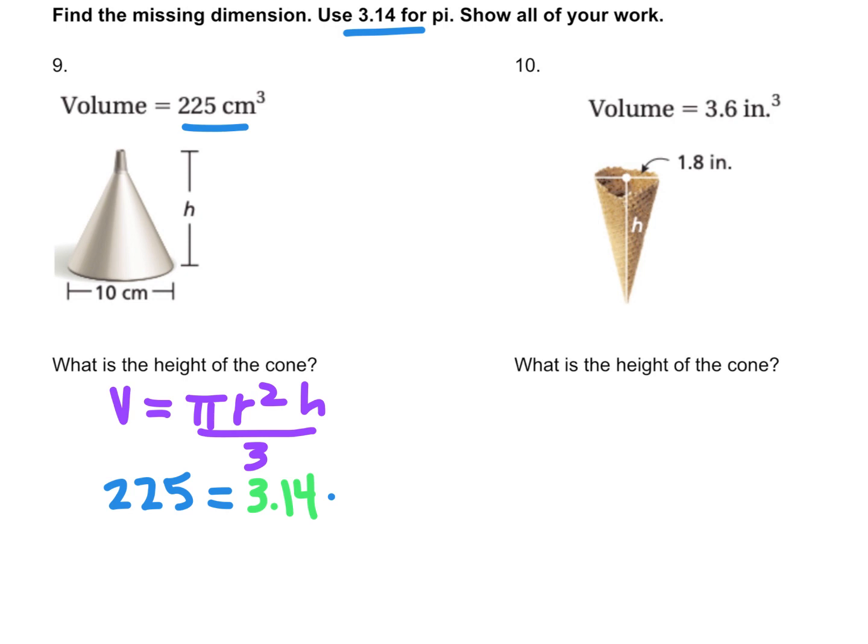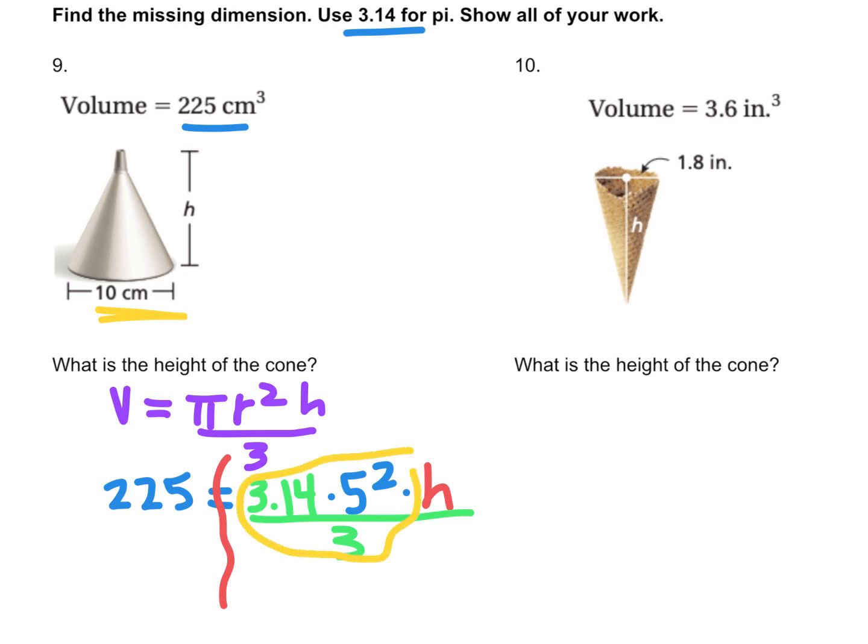The radius, whoop, they did it again. I have to cut that in half. My radius is 5 squared. And the height is the unknown. So I just put the variable h. Okay, now I'm going to use inverse operations here. So first, I'm going to simplify everything. Oh, wait a minute. Don't forget I have to divide all this by 3. Let me put all that in there too. Divide by 3.